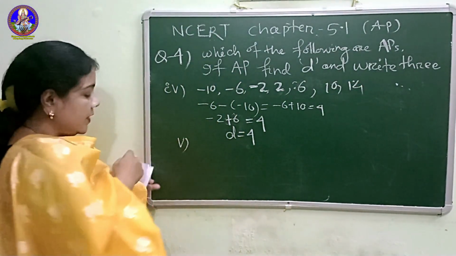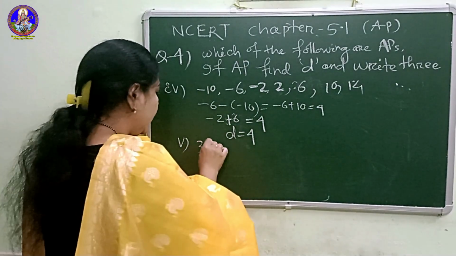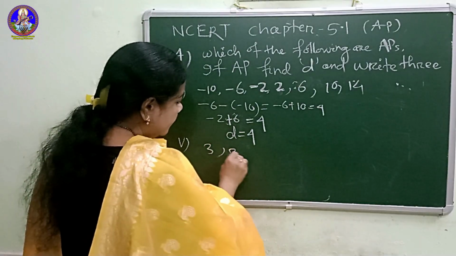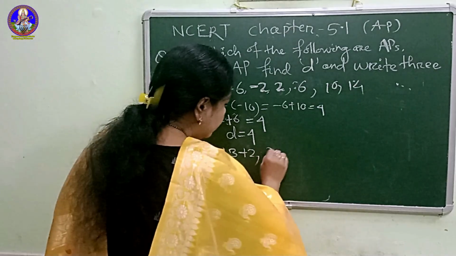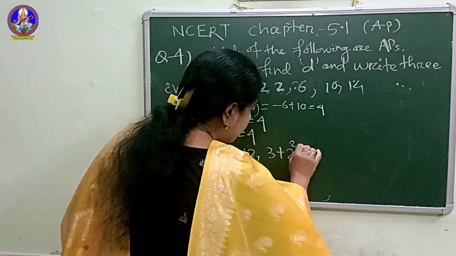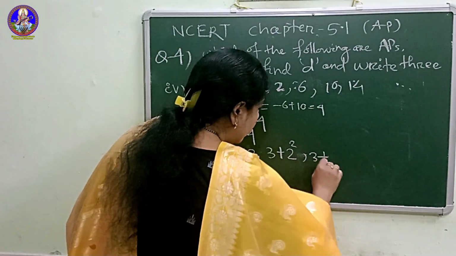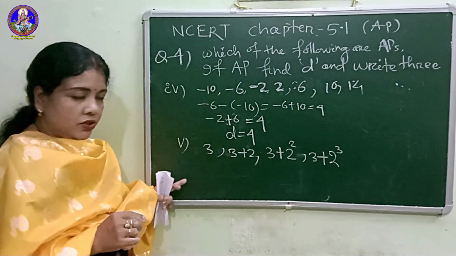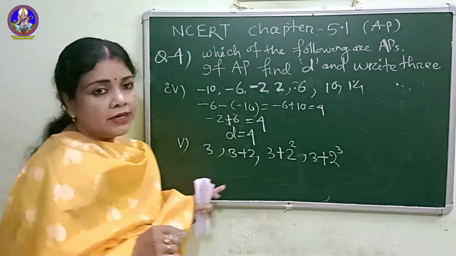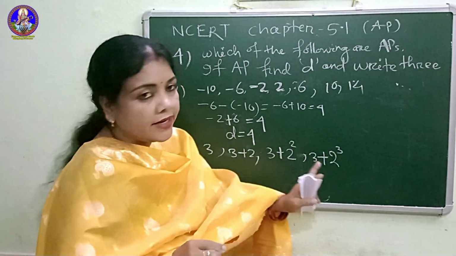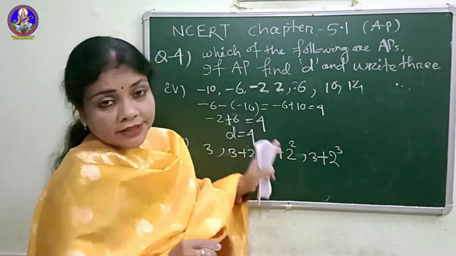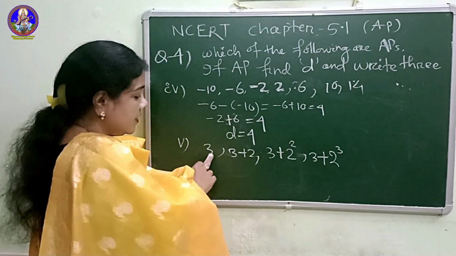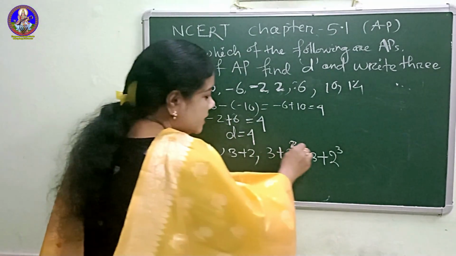Next, question B, we have to check whether 3, 3 plus 2, 3 plus 2 squared and 3 plus 2 cubed are coming under AP or not. If it is not coming under arithmetic progression, then we cannot find the next term. Here the squaring term is coming.